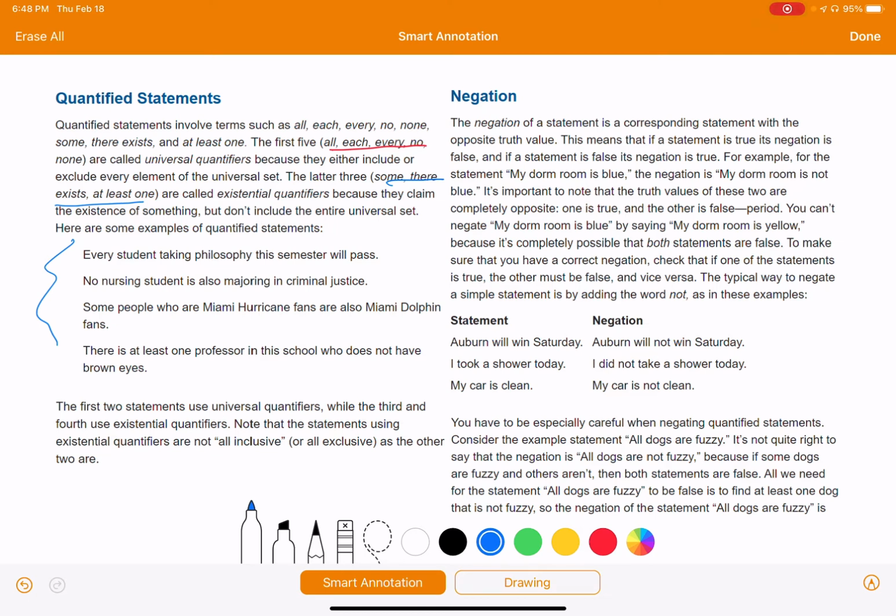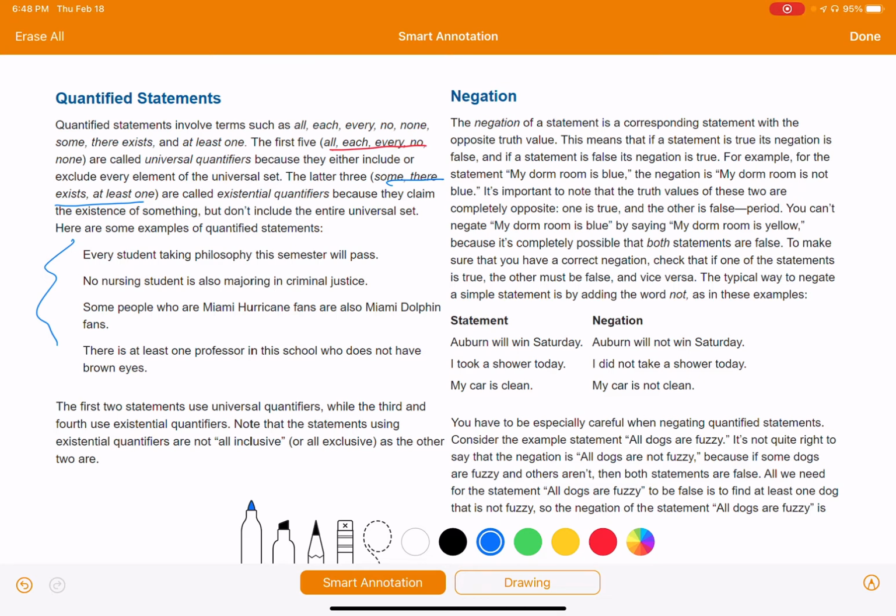No nursing student is also majoring in criminal justice. Some people who are Miami Hurricane fans are also Miami Dolphin fans. There is at least one professor in this school who does not have brown eyes. Okay, so let's see if we can determine which statements these are.